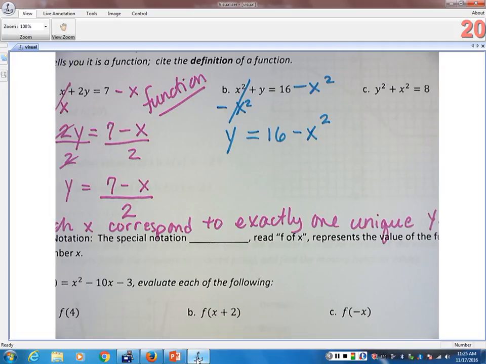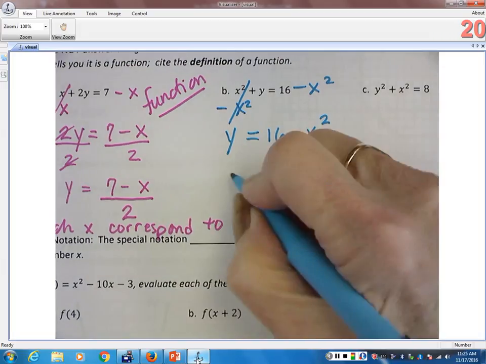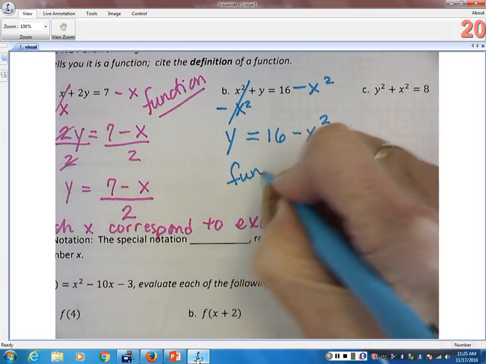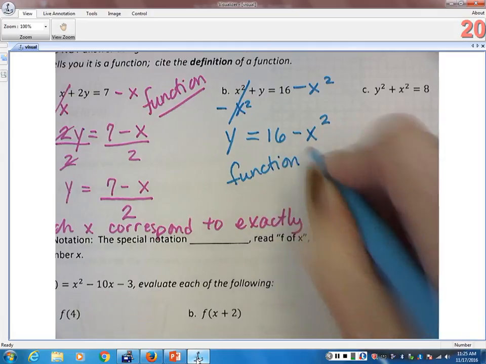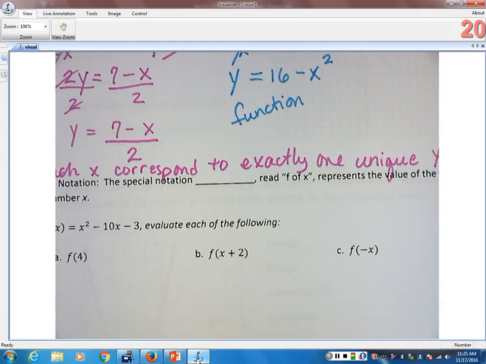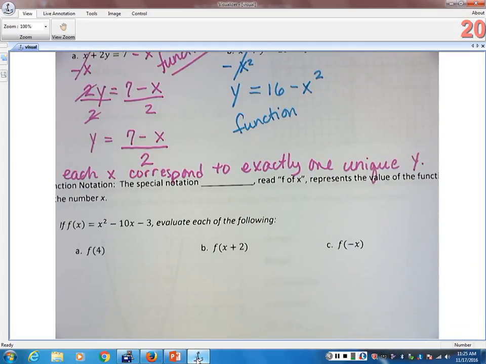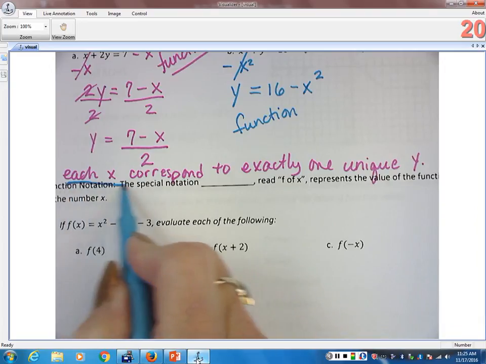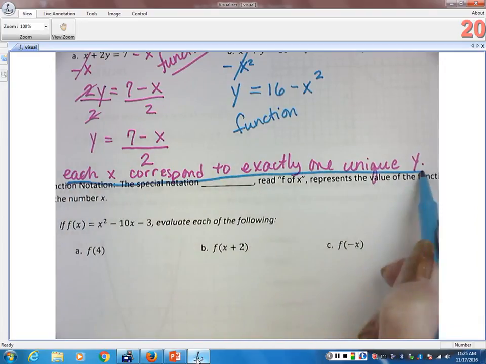If I put in 9, 16 minus 81. Well, there's only one answer to 16 minus 81. You can't get anything else but the one difference. So for the same reason that this was a function, this is also a function. And it's for exactly the same reason. Each x corresponds to exactly one unique y.